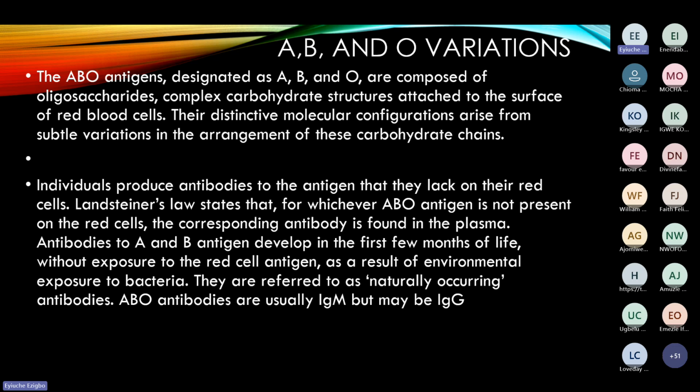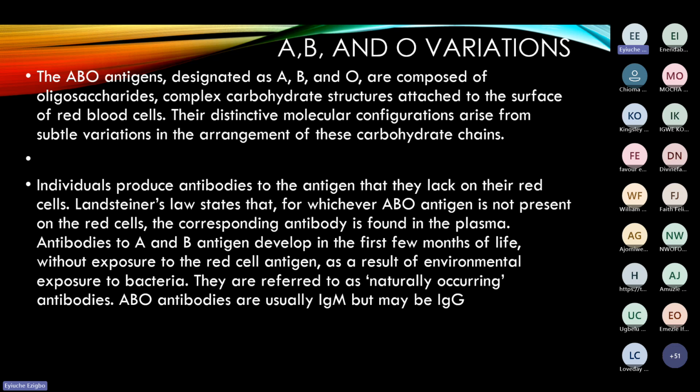Antibodies to A and B antigens develop in the first few months of life without exposure to the red cell antigen. Okay, as a result of environmental exposure to bacteria, they are referred to as naturally occurring antibodies. The ABO antibodies are usually IgM but may be IgG.